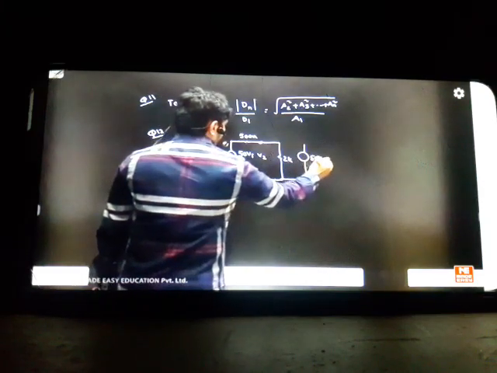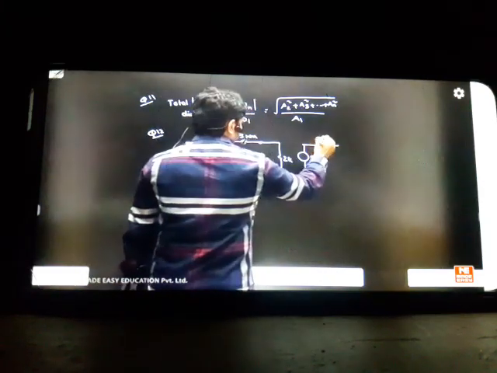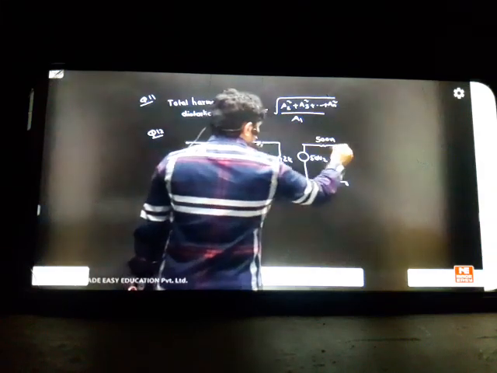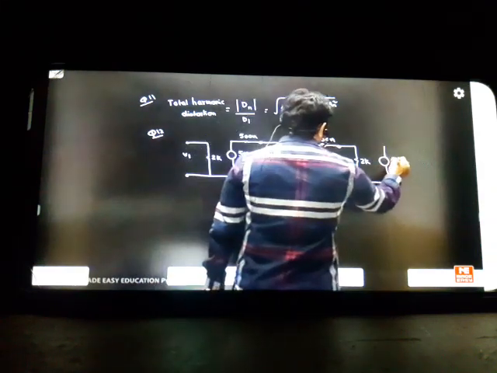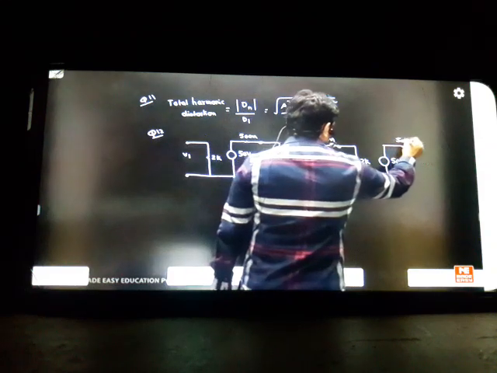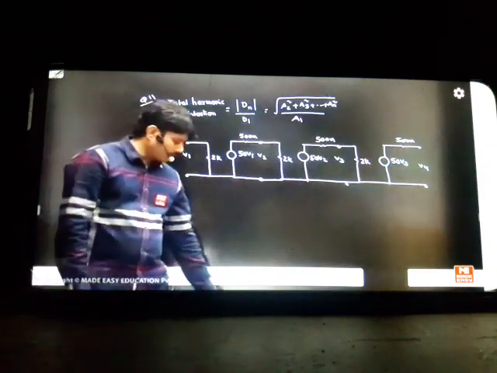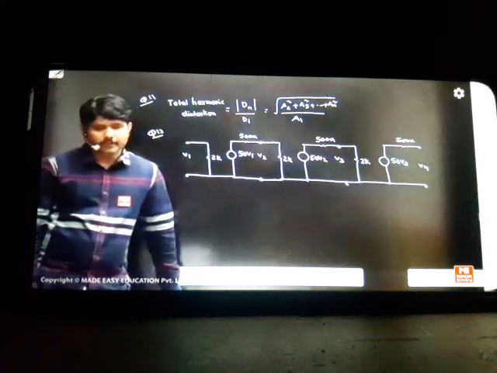This is 2K. 50 into V2. This is 500. Again we'll get some V3 output. We have 2K, 50 into V3, 500 ohms. This is your output as V4. So this is the meaning of what he said. 3 identical stages are connected. Just an amplifier model I have represented as a voltage controlled voltage source.